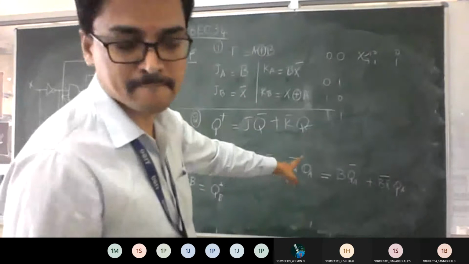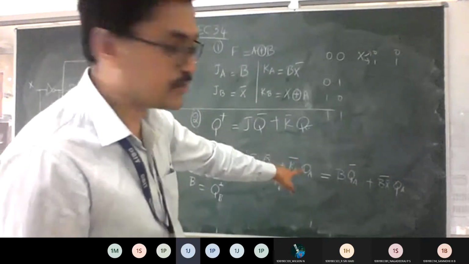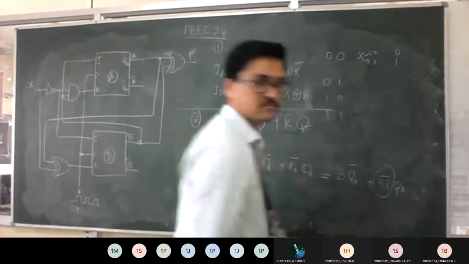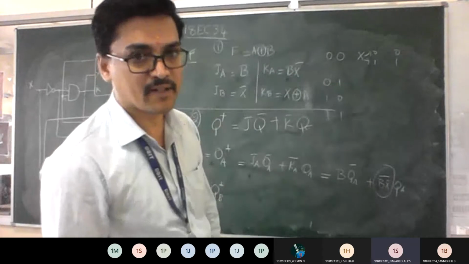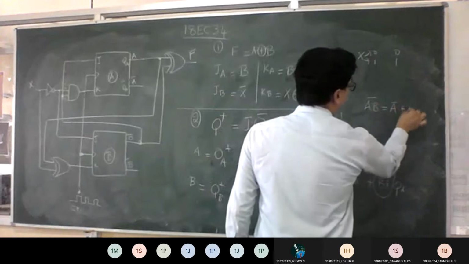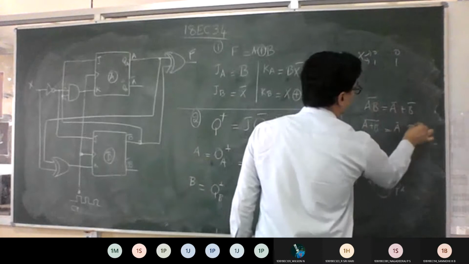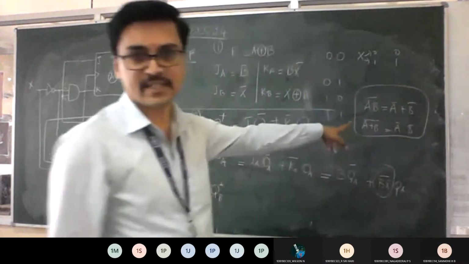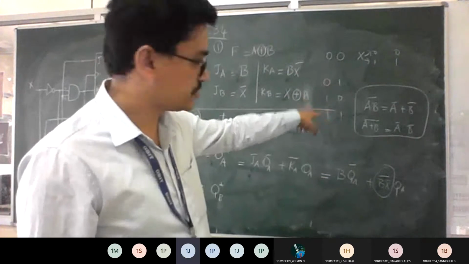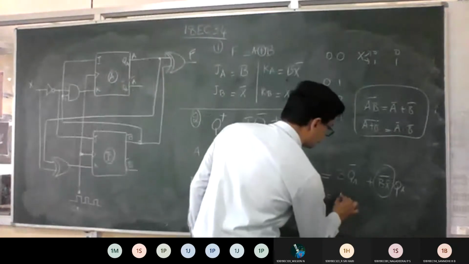Understood what I wrote, everyone? Yes or no? So now you look at that. Is it like your De Morgan's theorem? I hope everyone remembers De Morgan's theorem. You have two De Morgan's theorems: (AB) bar is equal to A bar plus B bar. Similarly, (A plus B) whole bar is equal to A bar into B bar. That is the general De Morgan's theorem, basic electronics. So that logic I can implement here. So if you implement it here, what is the expression?